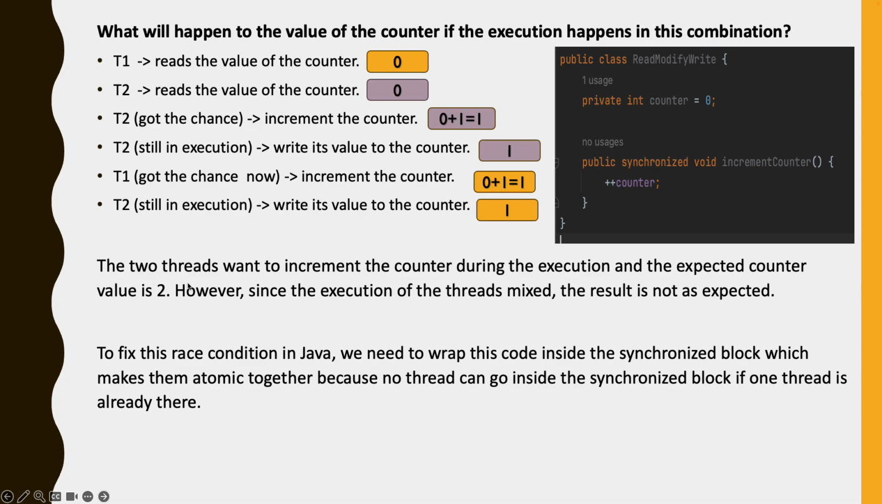The two threads want to increment the counter during the execution and the expected counter value is 2. Why? T1 is incrementing the counter value by 1, T2 is incrementing the counter value by 1, so the expected value is 2. However, since the execution of these threads is mixed, the result is not as we expected. To fix this race condition in Java, we need to wrap the code inside a synchronized block, which will make them atomic together, because no thread can go inside the synchronized block if one thread is already there.